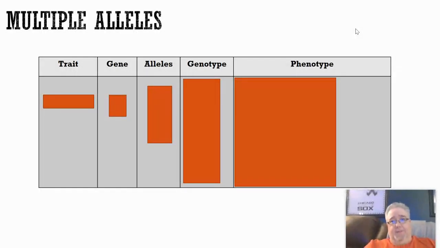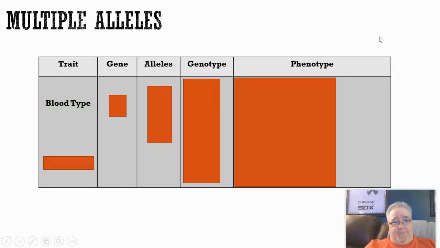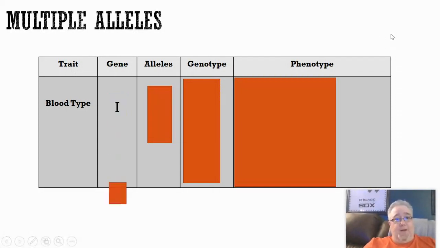All right, now the last one that we're going to do today is something called multiple alleles. A really good example of this is blood typing. I'm not sure if you guys know what blood type you are, or even if you know how many different blood types there are out there. But we're going to talk about this today. Now, blood typing, again, is caused by one gene. Okay, we're going to call it the I gene.